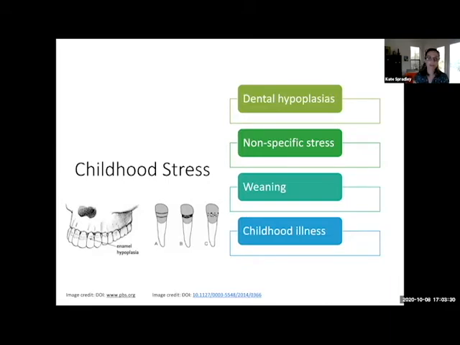These manifest when the teeth are still growing during childhood, but they are a record of that childhood stress in the adult. In the past, people thought this occurred from weaning, but it can be from other things, including just non-specific childhood illness.